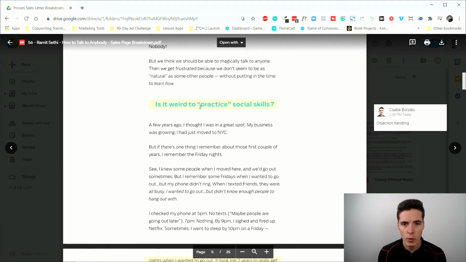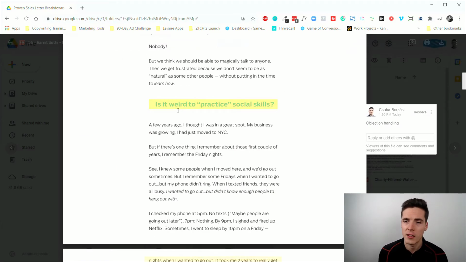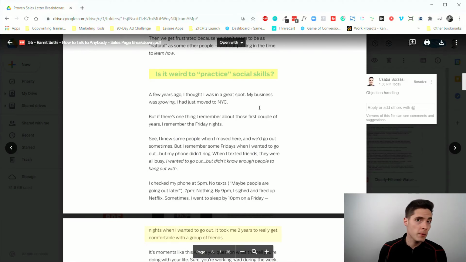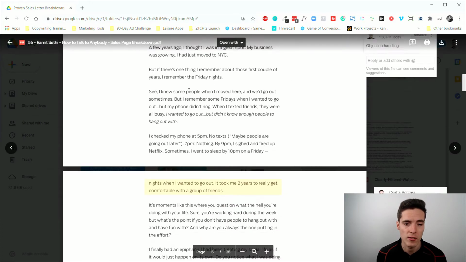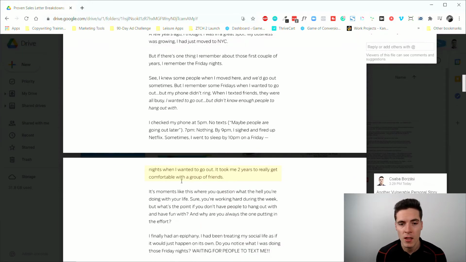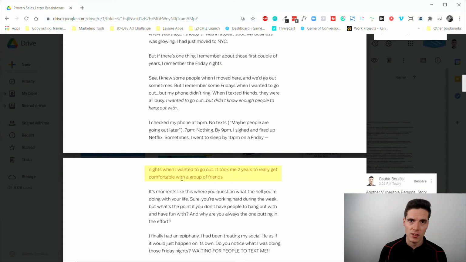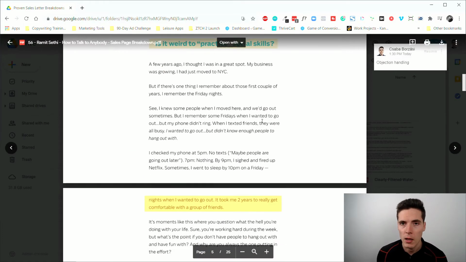So as we move forward, I like this little objection handling element. Ramit says, is it weird to practice social skills? Because probably what he found from research is that a lot of people don't really work on their social skills because they consider it weird or something like that. Because, once again, they don't teach this in school. Many people feel this, so he preemptively answers it so that he doesn't lose people here.